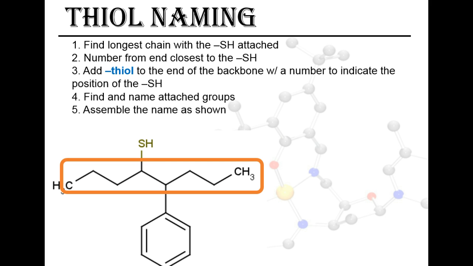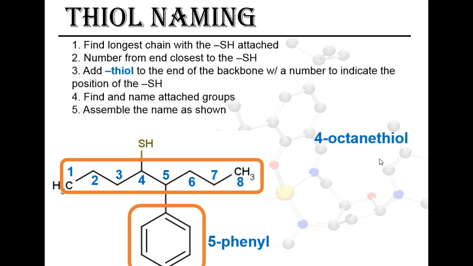So let's get into the thiol naming. The first thing you're going to do is find your longest carbon chain and number it. So we have 8 carbons in this chain. We're going to name that 4-octane thiol. Remember that the 4 is where the thiol is coming off of, and for the ending, you just put the word thiol after it. We still have one group hanging off of that, and it's a benzene ring. Remember, if the benzene ring isn't our longest chain, we're going to call it a phenyl. We're going to address it by the number 5 because it's the carbon that it comes off of. So we have 5-phenyl-4-octane thiol.